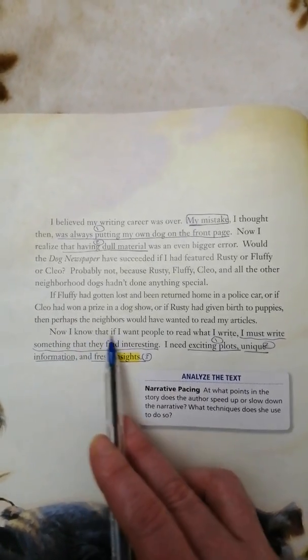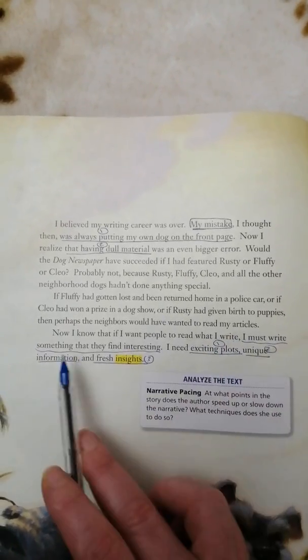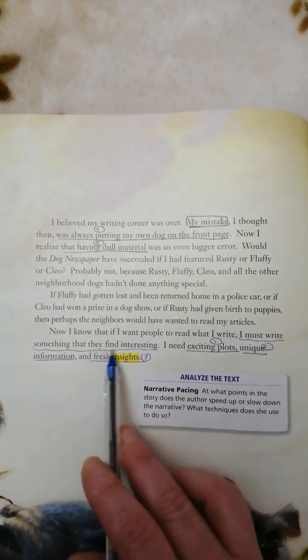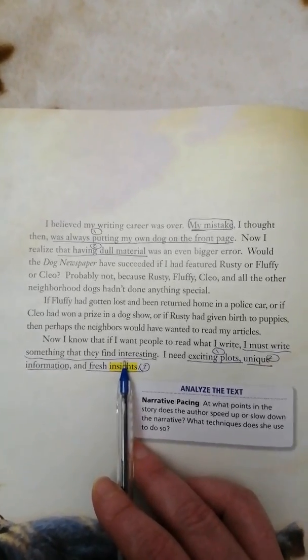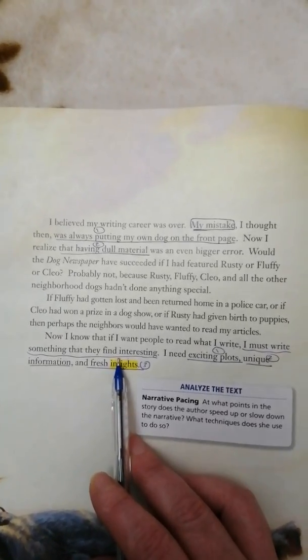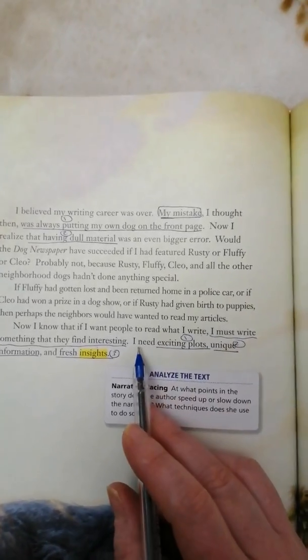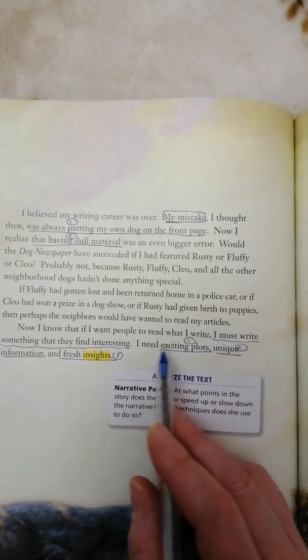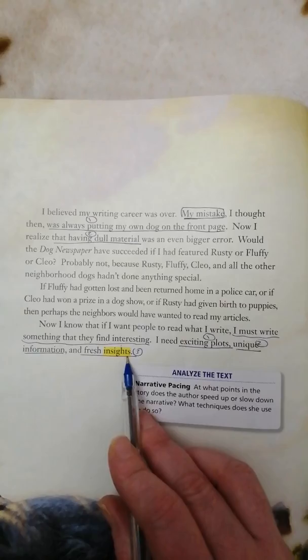Now I know that if I want people to read what I write, I must write something that they find interesting. This is what any writer should do. When you want people to read your writing and find it interesting, you have to be careful and know what people like so you can write about it. So in her opinion, I need exciting plots, unique information, and fresh insights.